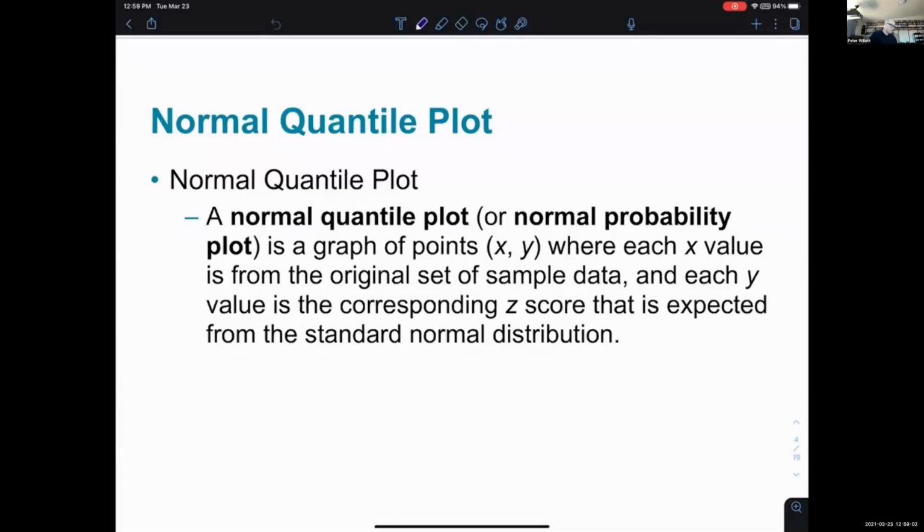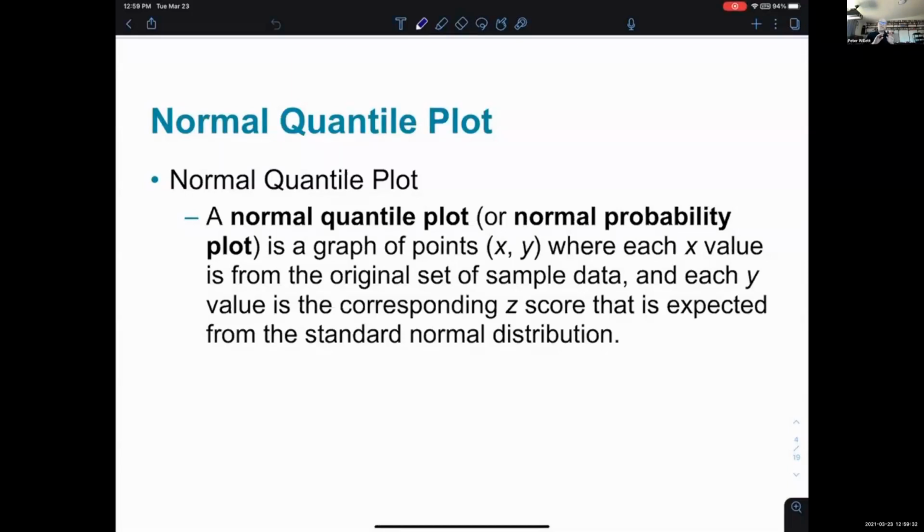So it defines a normal quantile plot as a graph of points x, y, where each x value is from the original data set, and each y value is the corresponding z-score that is expected from the standard normal distribution. So they're basically going to give z-scores to every data value and then plot points with the value of the data and the z-score of that value if you had a standard normal distribution.